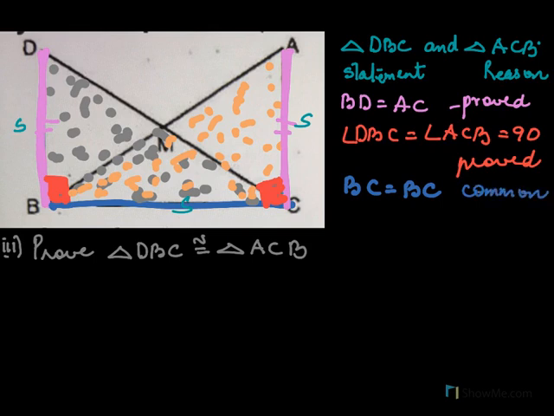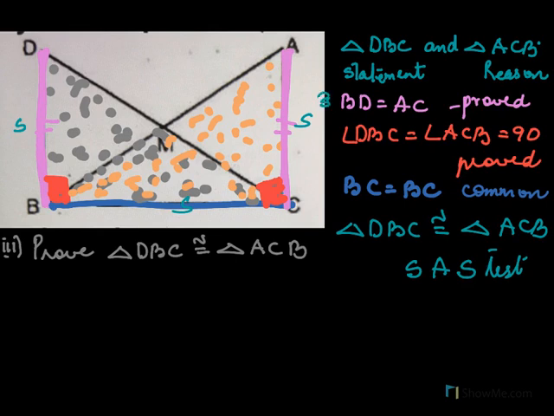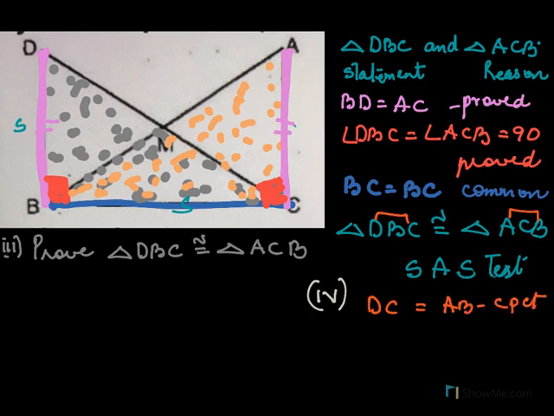So triangle DBC is congruent to triangle ACB by SAS test. This is the S here, this is the A, and this is the S. By SAS test, they are congruent. Now we go to the fourth part of it. If these are congruent, I can say DC equal to AB. So DC equal to AB by CPCT.